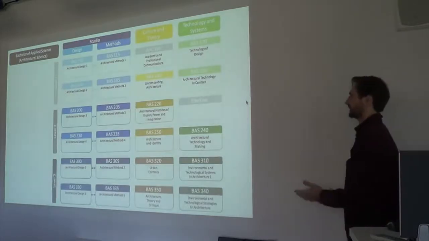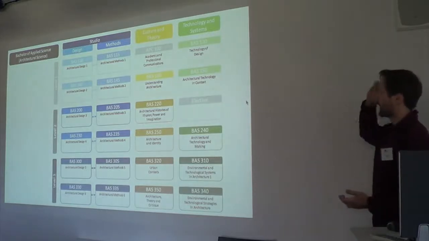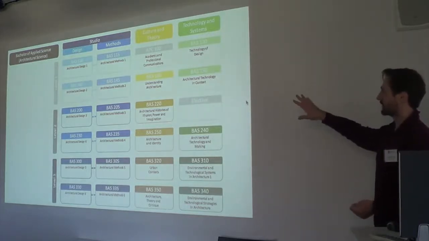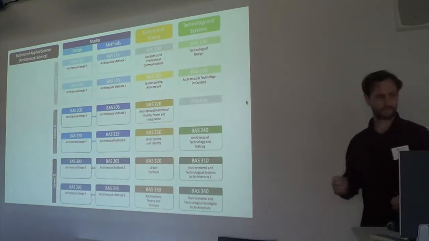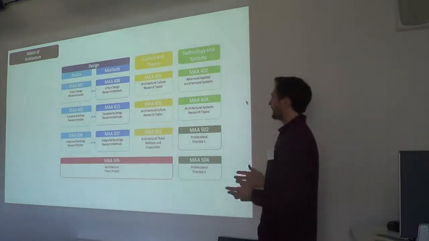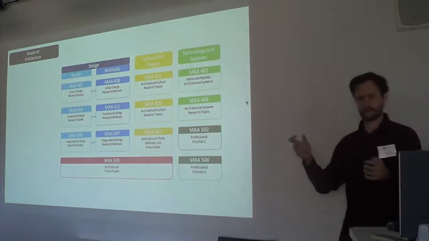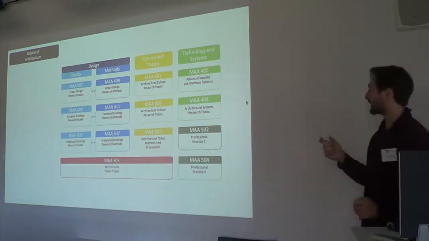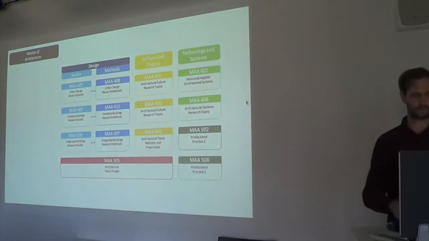So this is just what it looks like. I'm sure it's similar in everyone else's courses. We have a studio, which is a double unit of design and methods, we have cultural and theory and technology and systems units, and then in the masters, something similar. In the bachelor's, all those units are prerequisites for each other as you go down, apart from in culture. In the master, the studios can be taken separately, and it's capped off with a thesis project at the end.